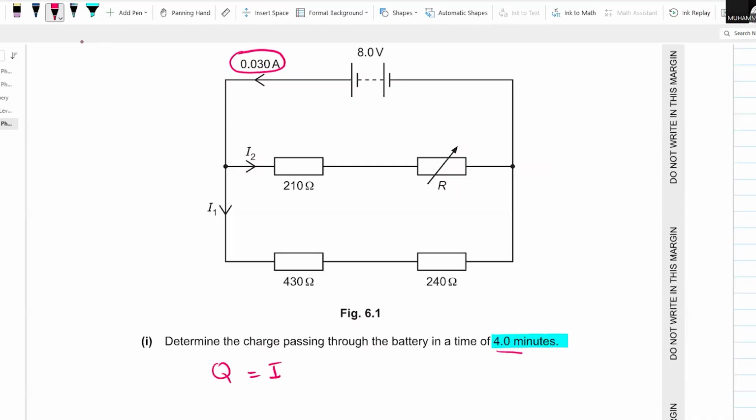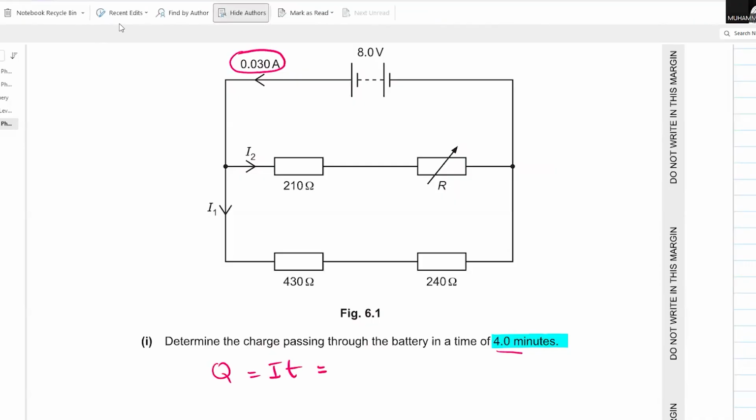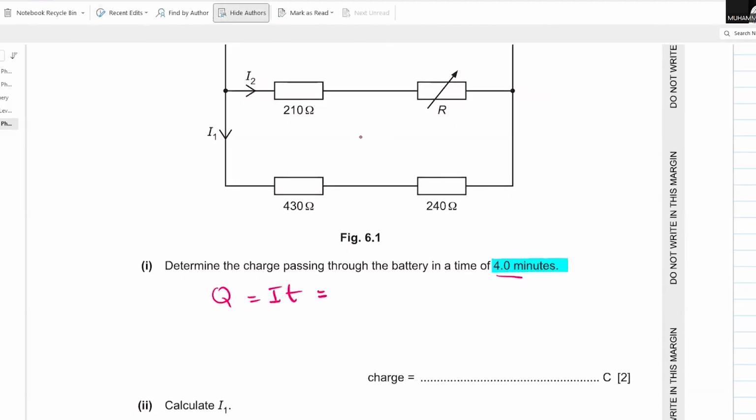Charge is equal to current into time. Current क्या है? 0.03 ampere. What is the time? 4 minutes. 4 into 60. Charge क्या आ जाएगा? 0.03 into 4 into 60. This comes out to be 7.2. 7.2 coulombs comes out to be your charge. Easy peasy, lemon squeezy. आगे बढ़ते.